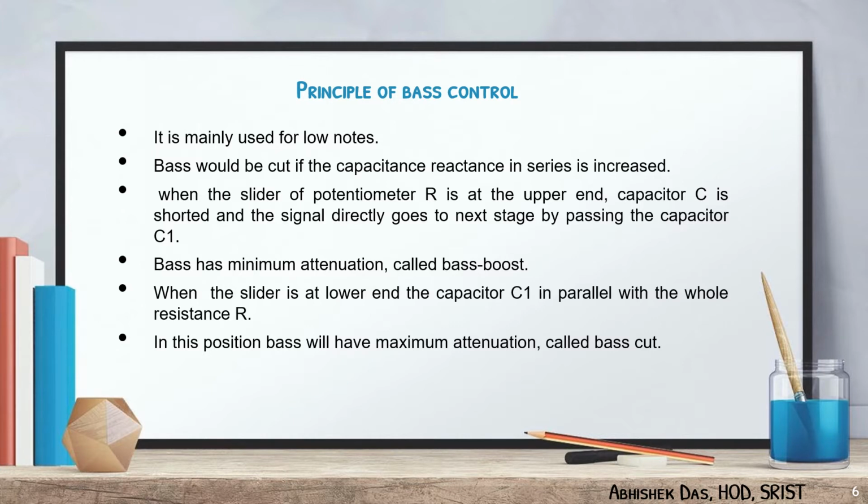When the slider of potentiometer R is at the upper end, capacitor C1 is shorted and the signal directly goes to the next stage, bypassing the capacitor C1, and hence bass has the minimum attenuation. It is called bass boost. When the slider is at the lower end, the capacitor C1 in parallel with the whole resistance R of the potentiometer comes in series with the signal. In this position, bass will have maximum attenuation. This position is called bass cut.